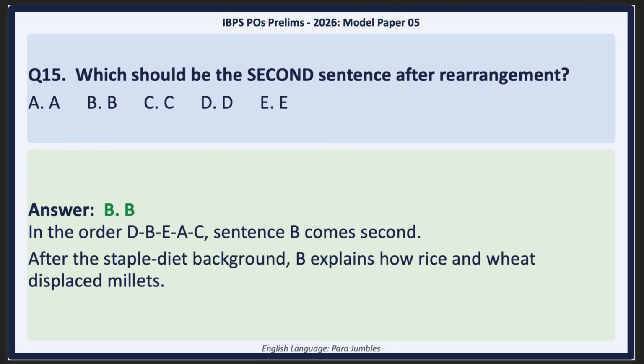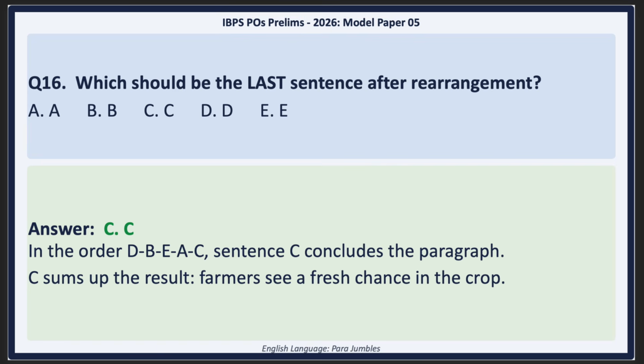A story needs a conflict, right? It does. Sentence B introduces the narrative conflict. Cheap rice and wheat later pushed them off the plate. The status quo has now been dismantled. B is correct. I'm going to skip slightly to question 16, which asks for the final sentence.